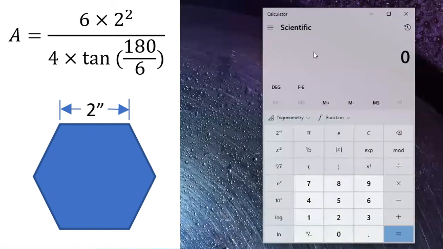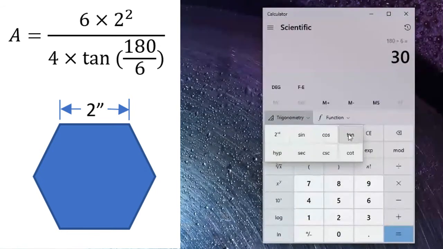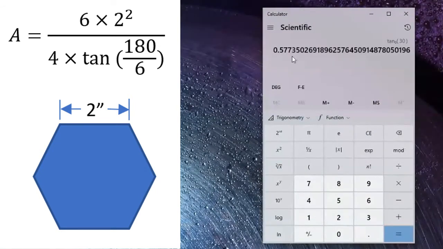I find it easier with this calculator to do the trig function first and to store my result in the memory until I'm ready to use it. So I'm basically working through this fraction backwards and doing my 180 divided by 6. And then using that number, performing the tangent function on it, I get 0.577 long decimal. I can multiply that by 4, and now this result is my denominator for this fraction. So I'm going to store this in the memory, and then I'm going to perform the operation in the numerator.